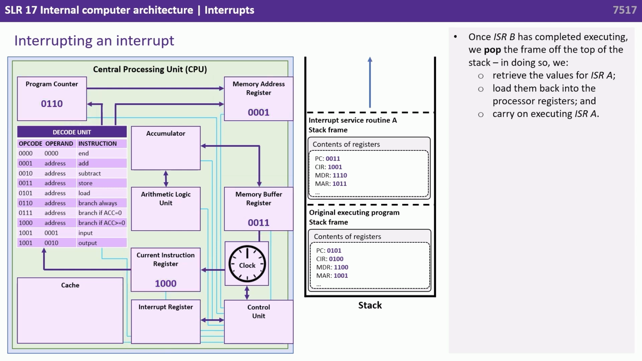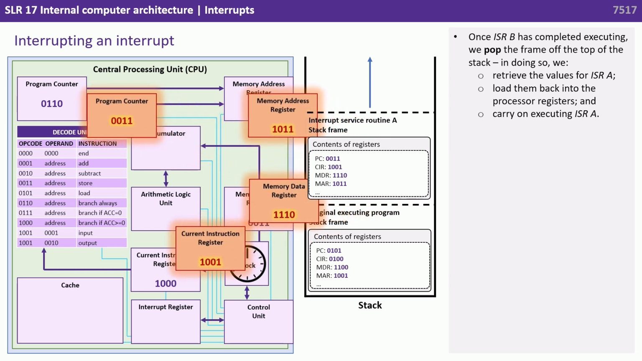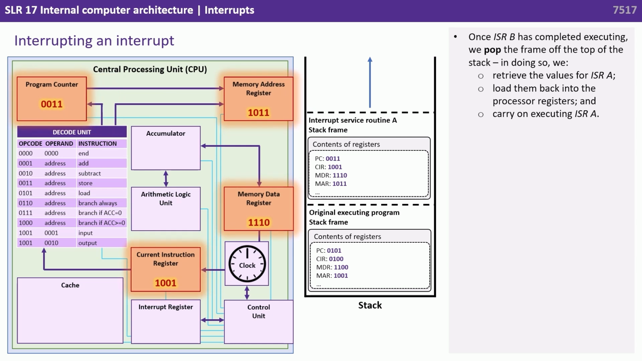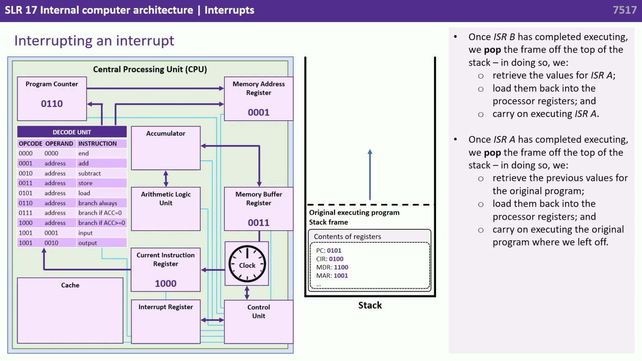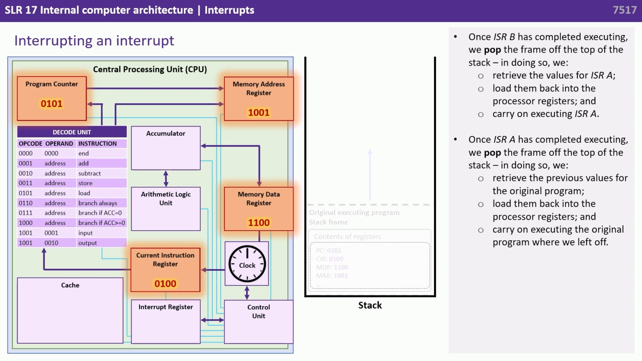Once B has completed executing, we pop the frame off the top of the stack, and in doing so, we retrieve the values for interrupt service routine A, load them back into the processor's registers, and carry on executing it. And once A has completed executing, we pop the frame off the top of the stack, and in doing so, we retrieve the previous values for the original program, load those back in registers, and carry on executing the original program where we left off.